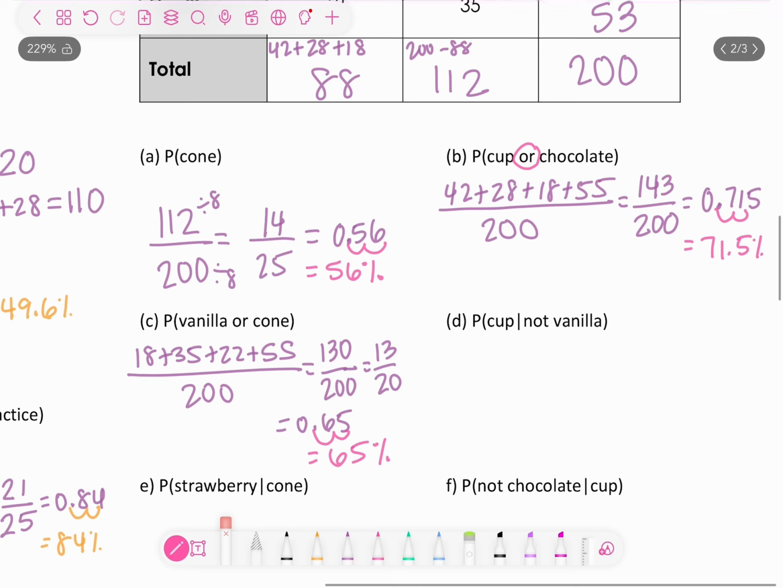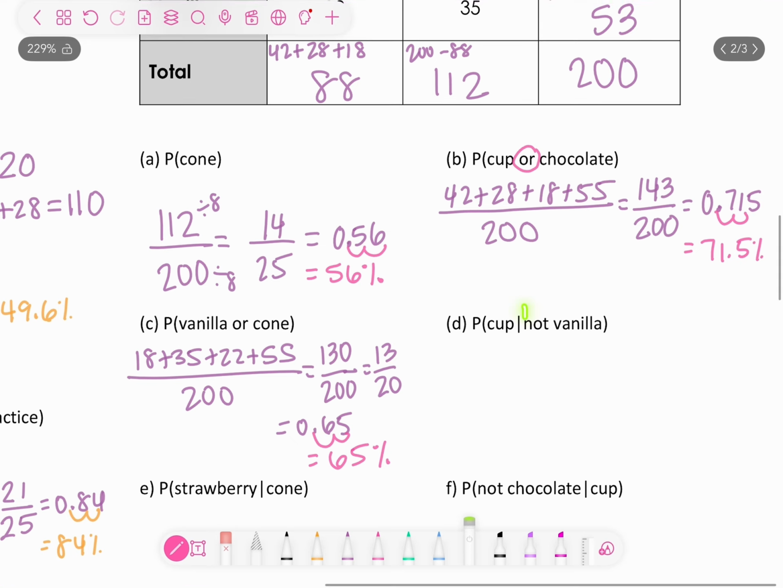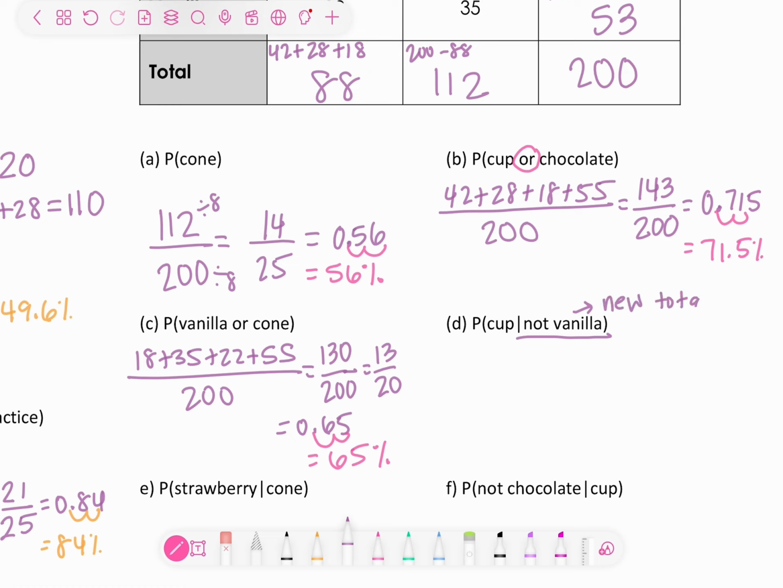For this next one, we see this vertical line that we talked about earlier, right here. That means given. So this one means probability of a cup given not vanilla. So this is our new total. Our new total is all of the flavors that were not vanilla that were chosen. So our new total is not vanilla, so it's basically chocolate or strawberry. Everything that's not vanilla. Chocolate or strawberry. Let me fix that real quick.